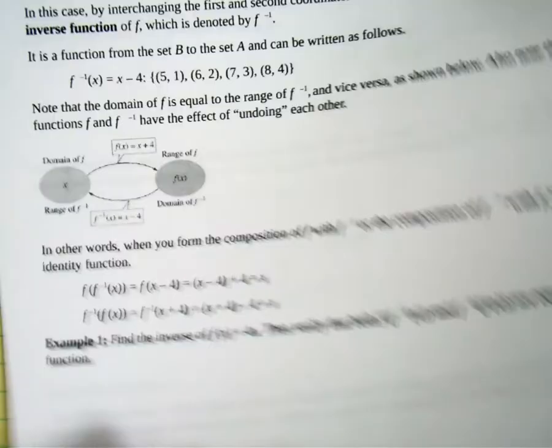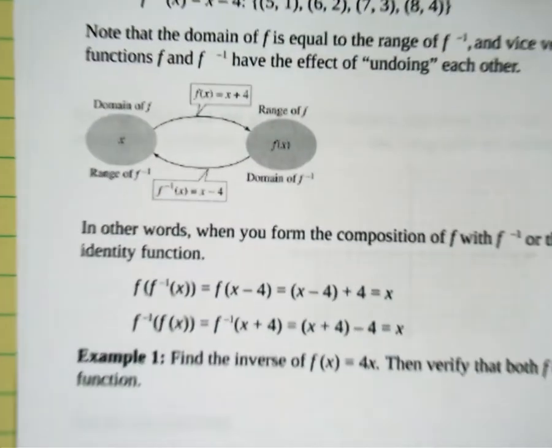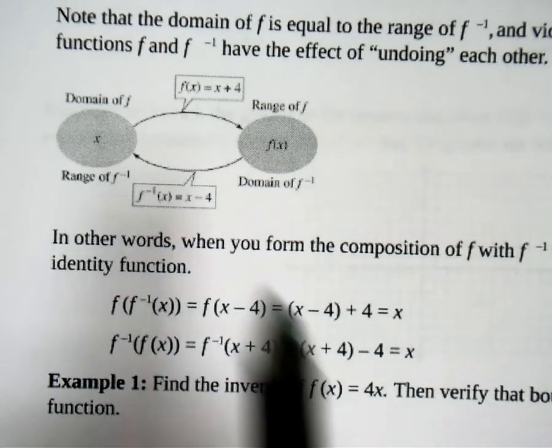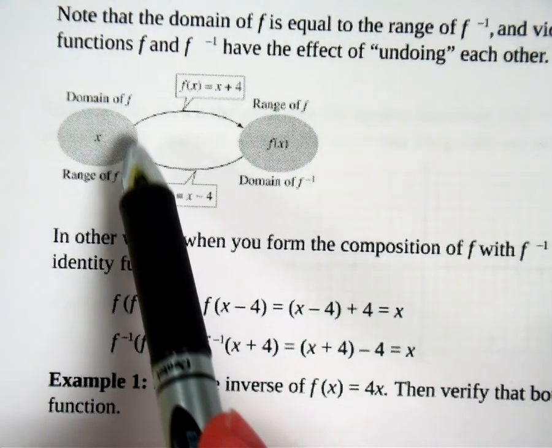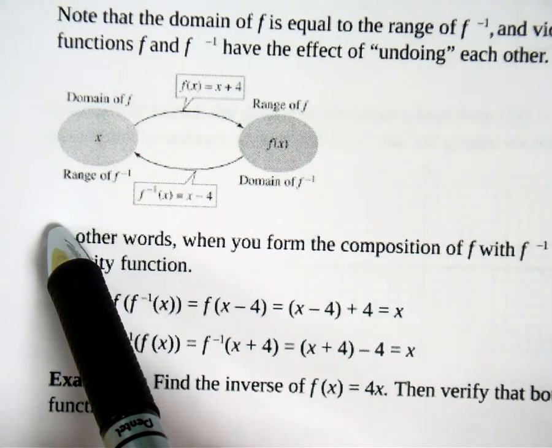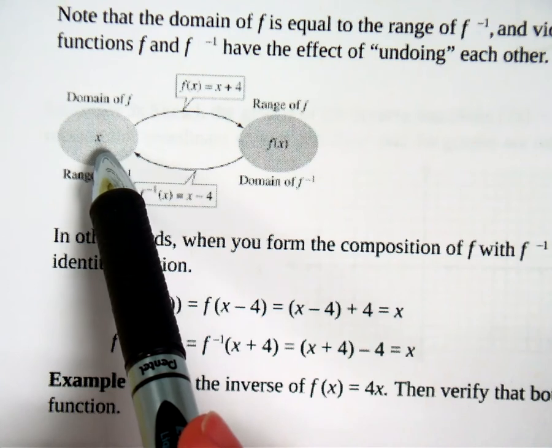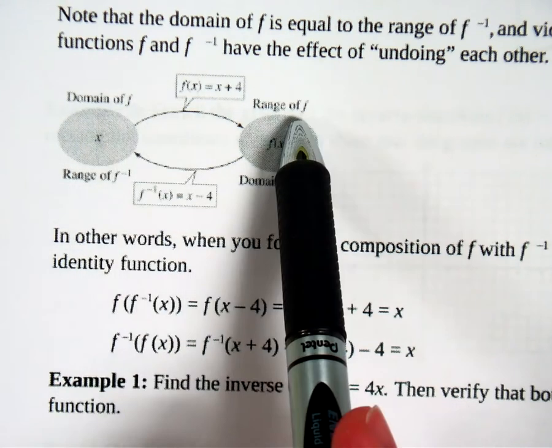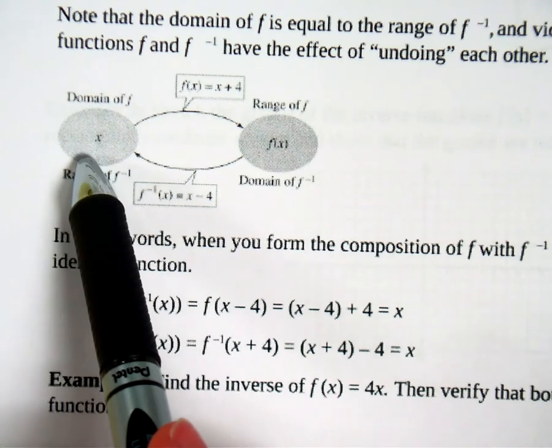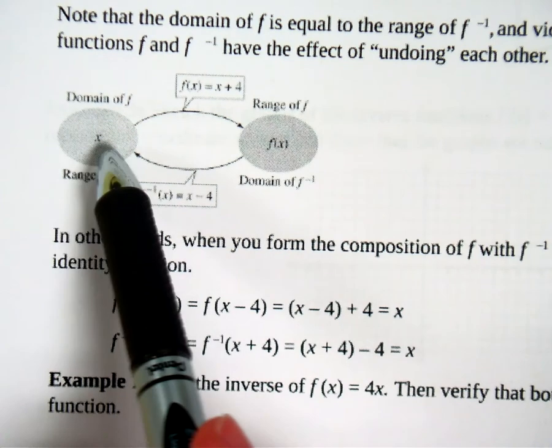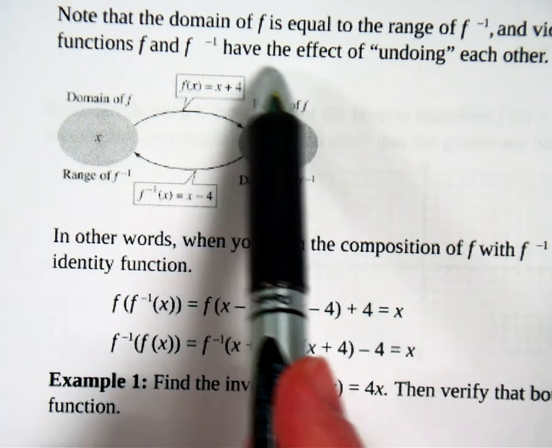Let's see if we can zoom in on that graphic for you. Okay. So domain of f, also the range of the f inverse. So if I do this, add 4, and then I do the inverse, boom, minus 4, I'm back to x. They undo each other. Or if I subtract 4, and then add 4, again, I'm back to x.